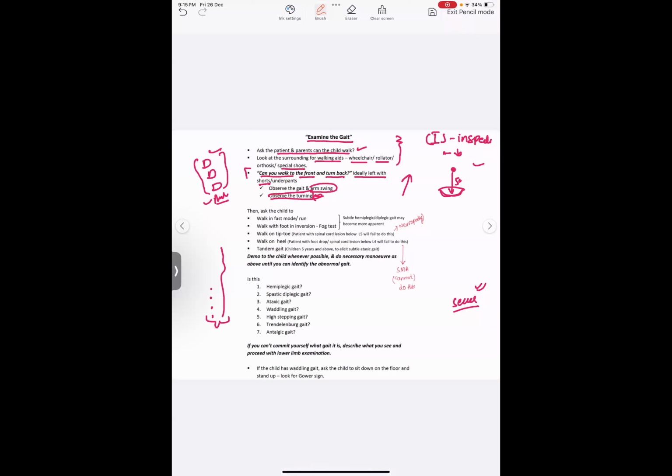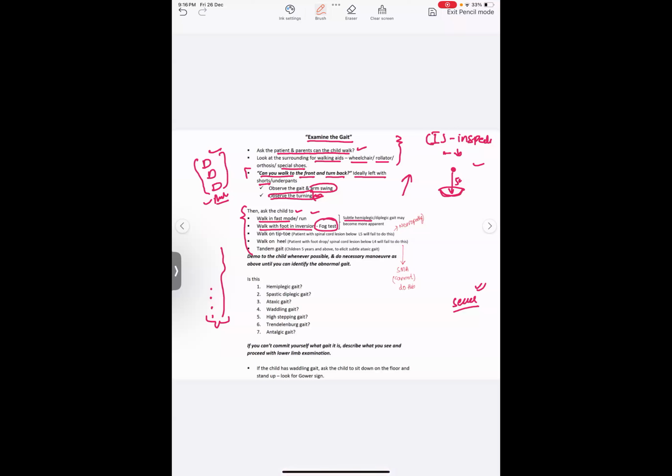Ask John to walk in fast mode. If the child is having hemiplegia, you will not say run or not. These are the steps you will do when you are not sure, when you are not certain. There are very subtle changes. You cannot say confidently this is a hemiplegic gait. Then you say walk in fast mode. Then you say walk with foot in inversion. This is called a fog test.